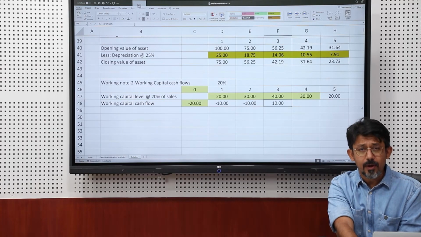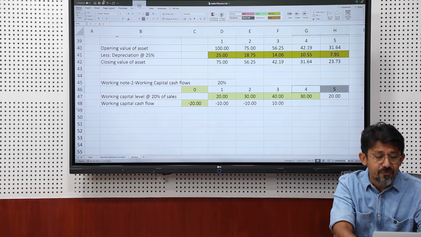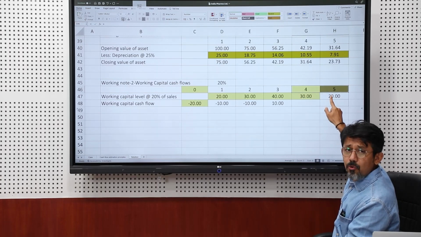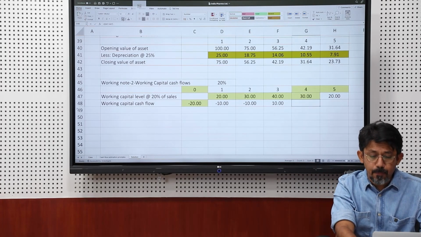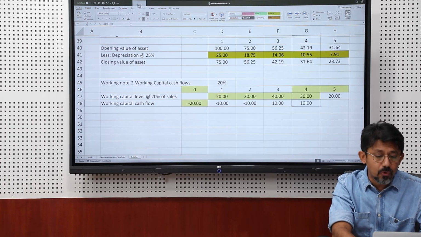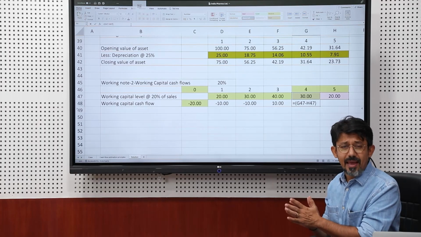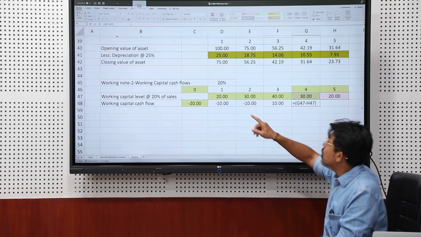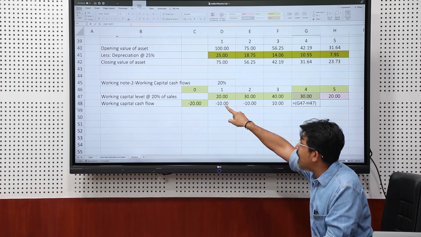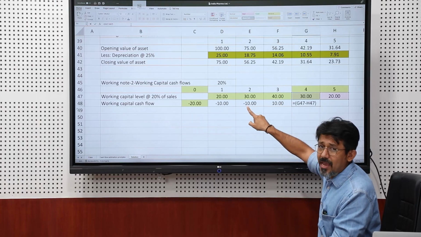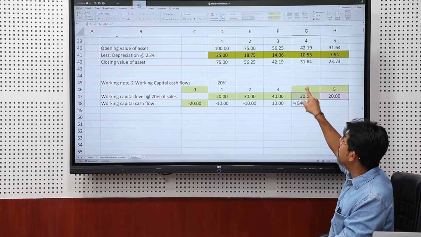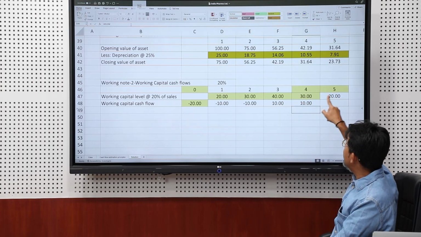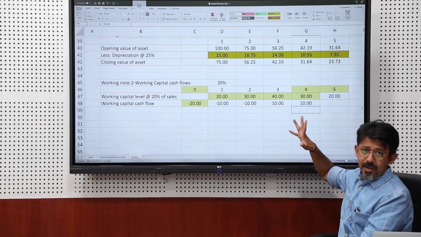10 million, right. Again, if you look at year 4 and 5, it is a reduction in working capital. From 30 million, it goes down to 20 million. So 10 million is positive again, it is a cash inflow. I repeat, reduction in working capital is a cash inflow, increase in working capital is a cash outflow. So when it increased from 20 to 30, it was a cash outflow, 30 to 40, it was a cash outflow, but when it reduced from 40 to 30, it resulted in a cash inflow. Again from 30 to 20, it resulted into a cash inflow of 10 million.